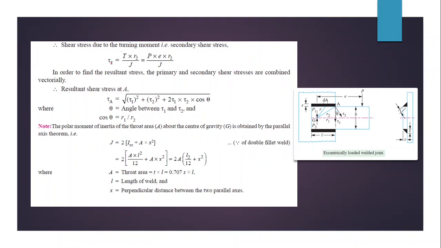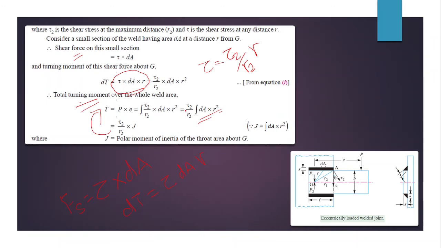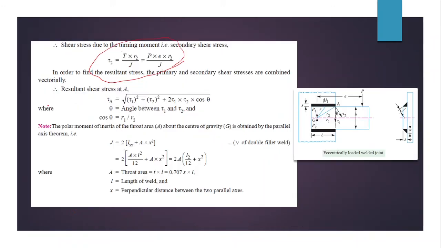And finally, tau 2 is equal to T into R2 by J, or P into E into R2 by J. This is the secondary shear stress. We already calculated the primary shear stress as P by 1.414 S into L. Then we can calculate the resultant shear stress at A, the maximum point, as tau A equal to root of tau 1 square plus tau 2 square plus 2 tau 1 tau 2 into cos theta, where theta is the angle between tau 1 and tau 2.